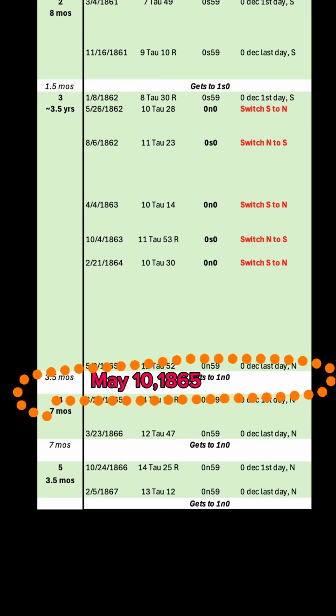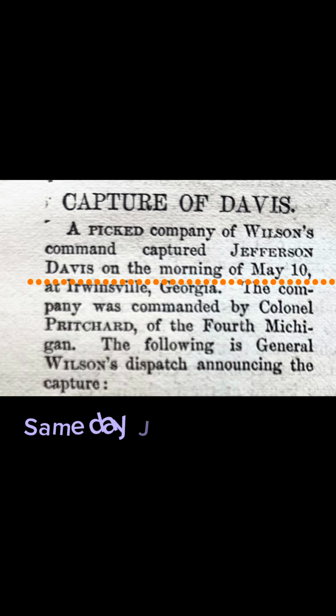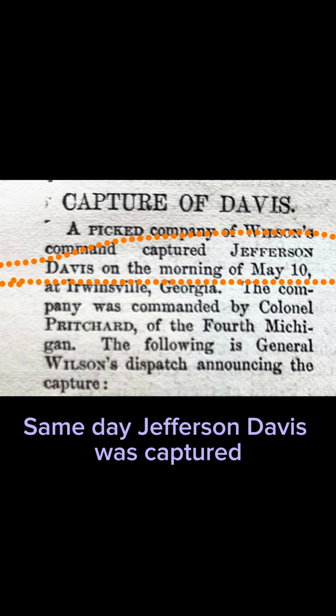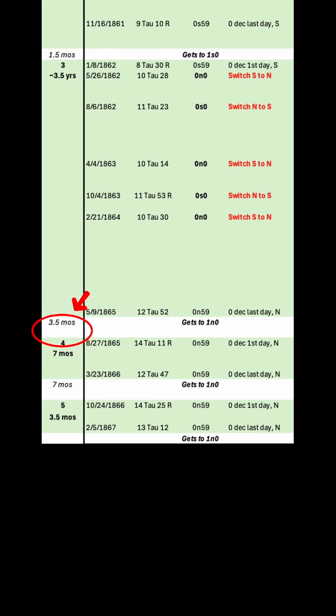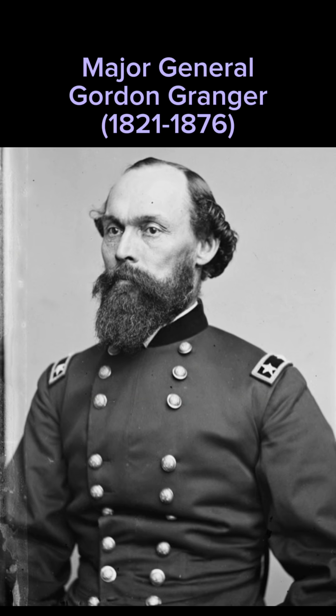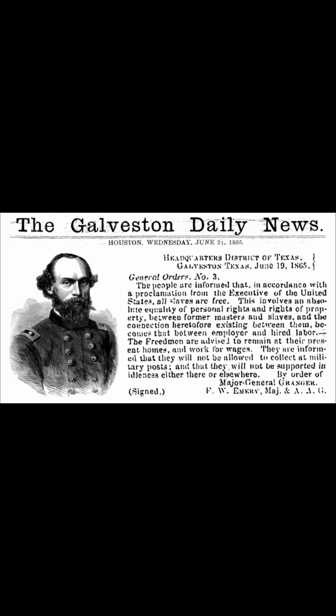5 days later, Pluto finally moved to 1 degree north in declination, off the celestial equator, where it had been at 0 degrees declination for 3.5 years. Pluto stayed above the equator in the northern hemisphere for 3.5 months. During this time, Union Major General Gordon Granger enforced the end of slavery in Texas, where it was still being practiced. He informed the slaves there on June 19, 1865, that they were free.